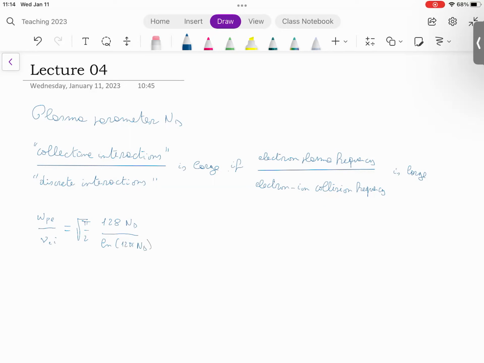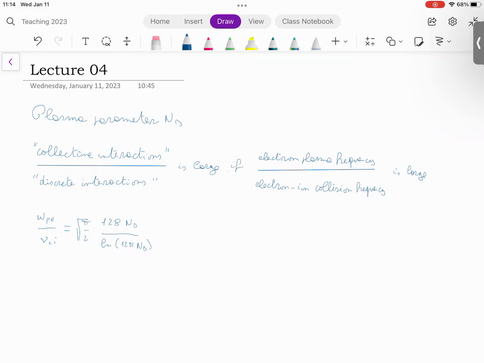It's pretty intuitive, right? Now, of course, if the plasma parameter is large, the log of the plasma parameter will go much more slowly than the plasma parameter itself, and therefore this ratio is going to be large. So once again, this expression shows that the plasma parameter can tell us something important about the plasma.